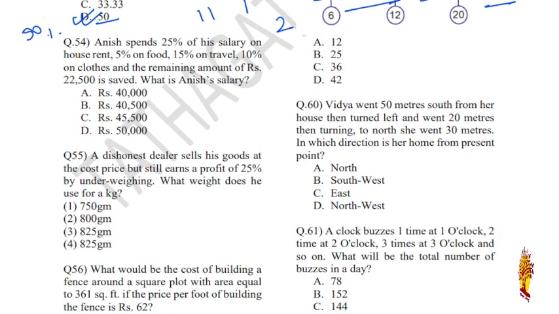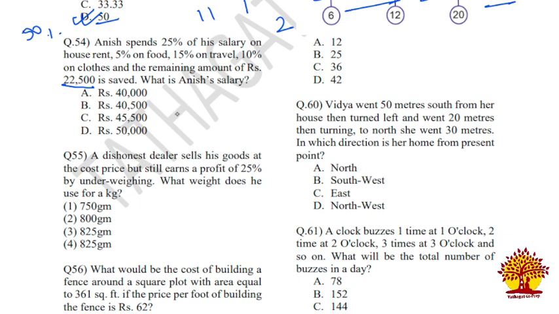Anish spends 25% of salary on house rent, 5% on food, 15% on travel, 10% on clothes, and the remaining amount saved is 22,500. What is Anish's salary?